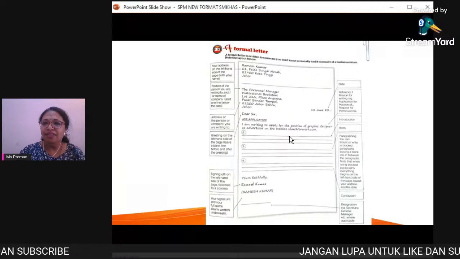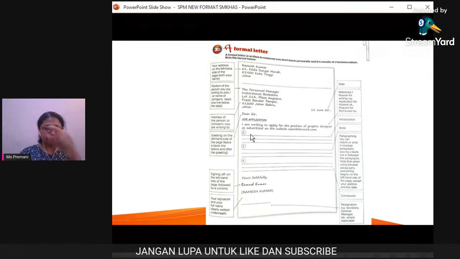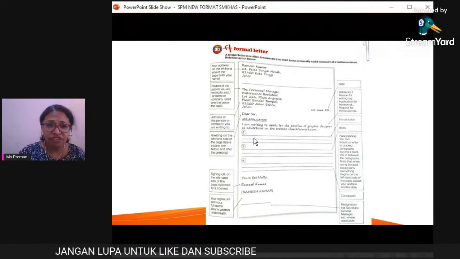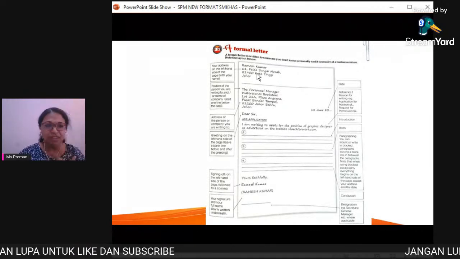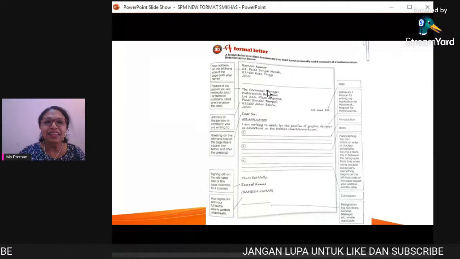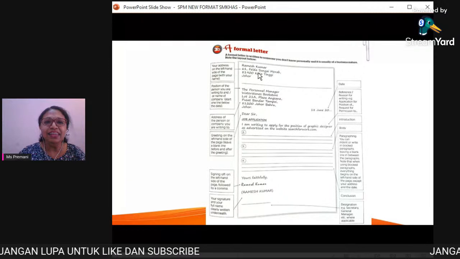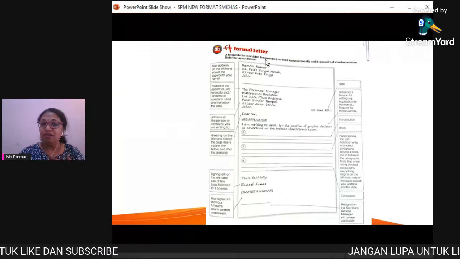Okay, here, sorry, it's kind of small, but you can still see this one is from the English download textbook. All right. So here, if you see formal letter, all the addresses are on the left-hand side. Start with your own name. Always you first. Others next. Remember like that. Some people don't know.